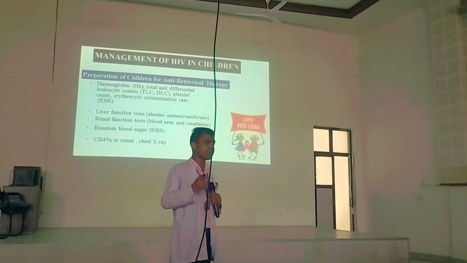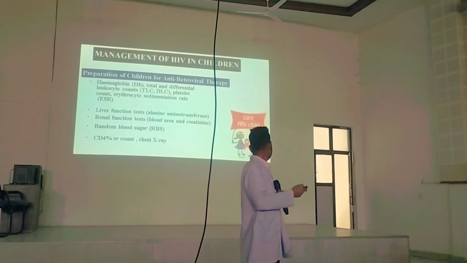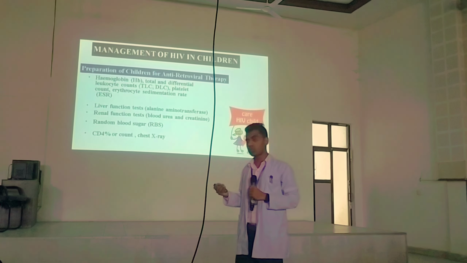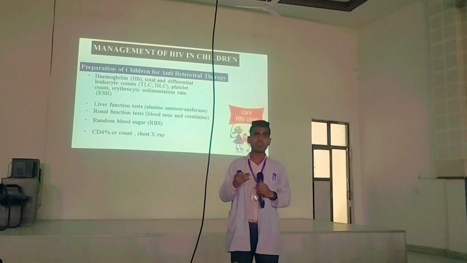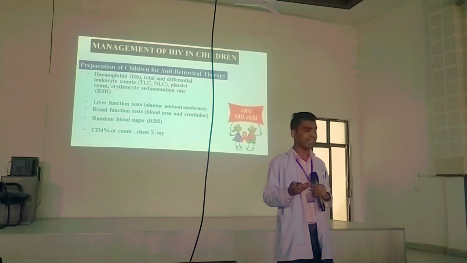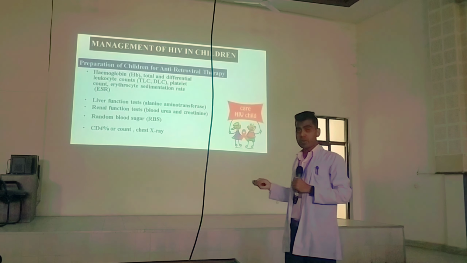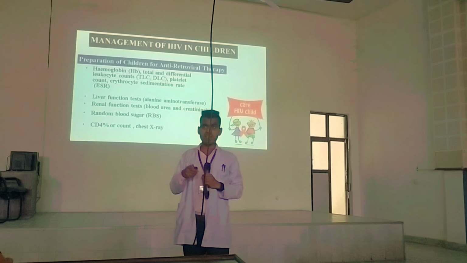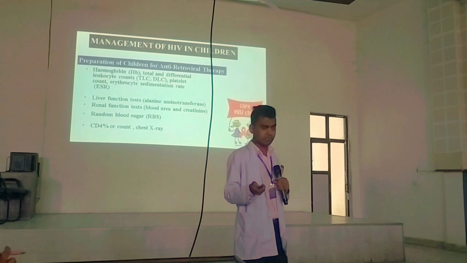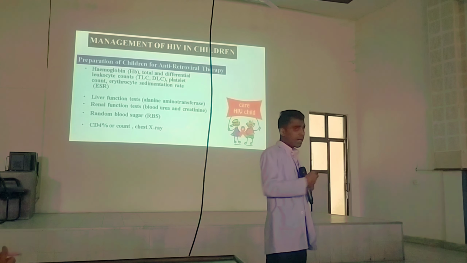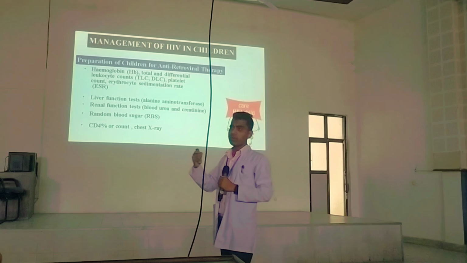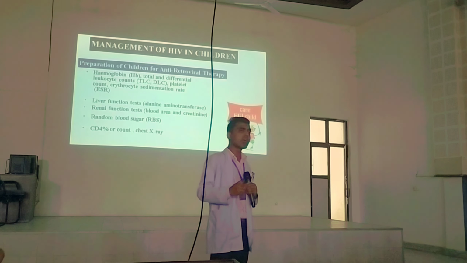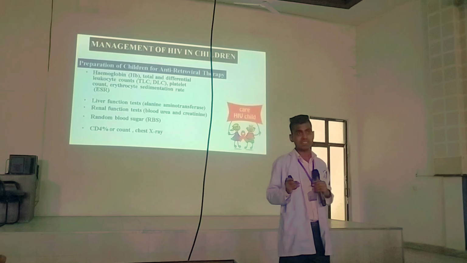Before starting the ART in the case of children, some baseline investigations are laid down here. For example, hemoglobin, TLC, platelet count, and ESR should be done, and alanine transaminase for the liver function test, urea and creatinine for the renal function test, and also CD4 percentage count, chest X-ray, and random blood sugar should be done as baseline investigations in the case of HIV infection in children. Apart from that, any child enrolled in care or assessed for ART is screened for tuberculosis, and we should also provide tuberculosis prophylaxis to all children with HIV infection.